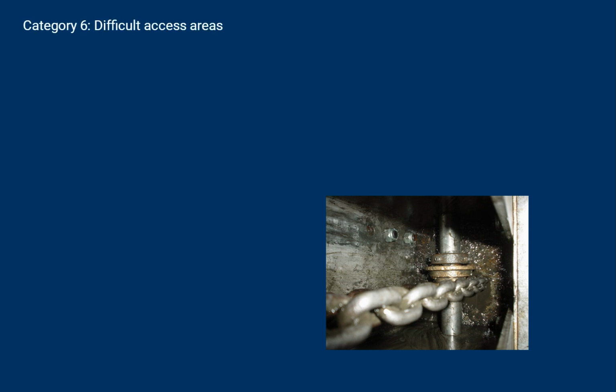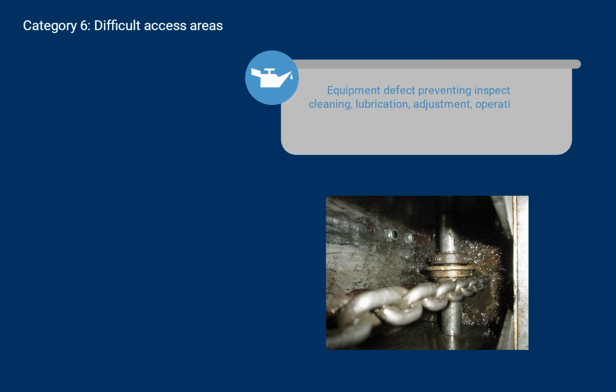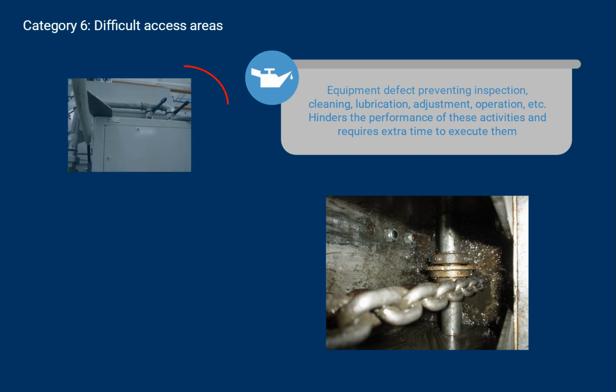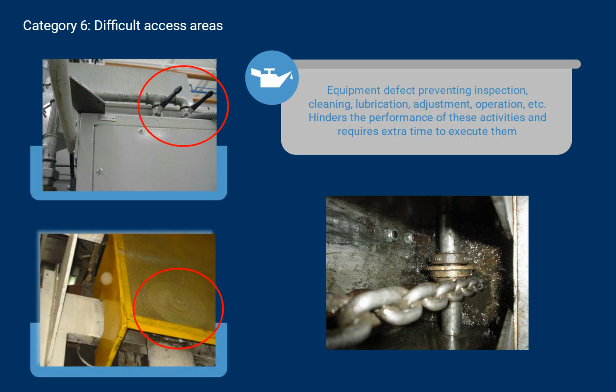These anomalies are equipment defects that hinder the inspection, cleaning, lubrication, adjustment, repair, and operation of the process. These difficulties complicate the proper execution of these activities, and require additional time to carry them out. For example, raised valves, excessive protections in certain parts of the equipment that require extra time for their removal, and parts with limited space to access, with the elements used for cleaning and lubrication.